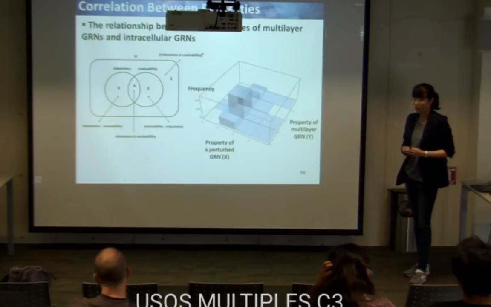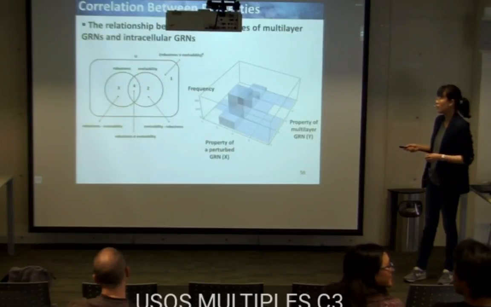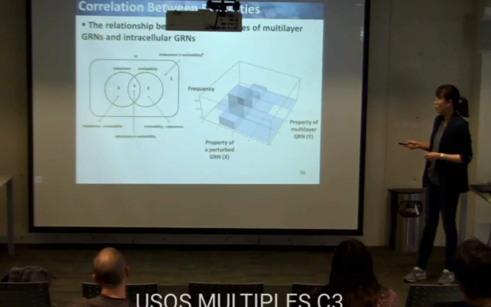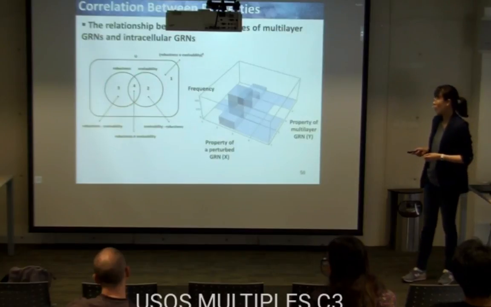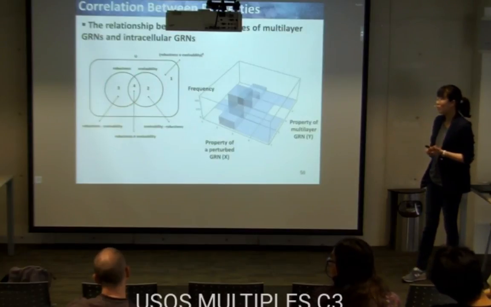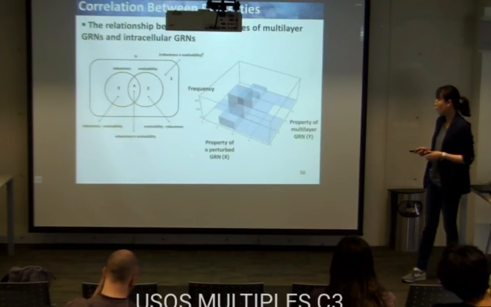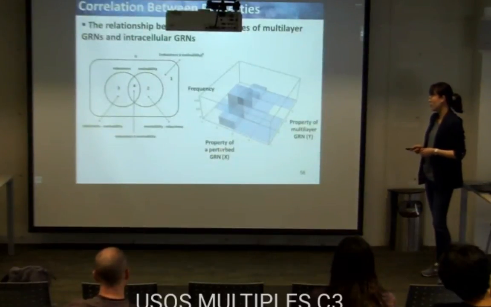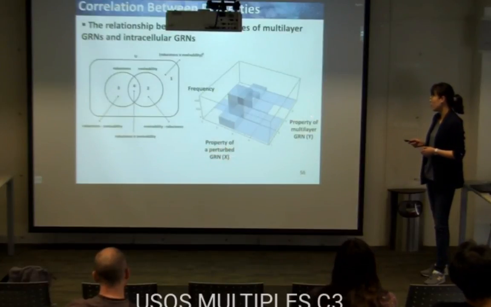So we assigned integer values to the 4 categories in the order of 4, 3, 2, and 1. Using these integer values as x, y Cartesian coordinates, we made a 3D histogram: the property of the perturbed intracellular GRN versus the property of the multi-layer GRN versus frequency.